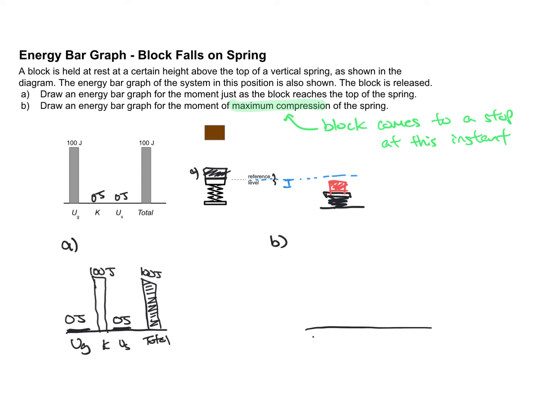Okay, so I'll start with, well, I'll label the axis first. So I'll start with what I know. I know the total is going to be at that 100 joules, law of conservation of energy. Now, based on what I wrote, the block actually comes to a stop at that moment, makes the kinetic energy here 0 joules.